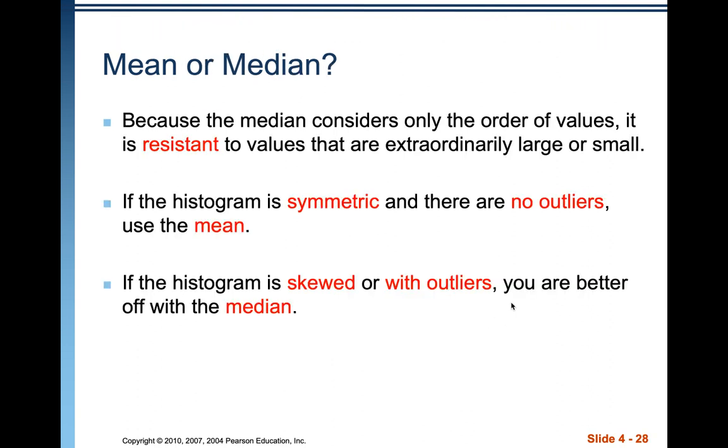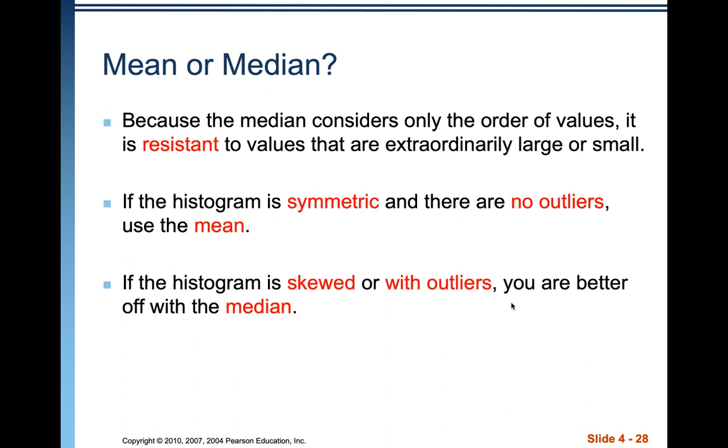For skewed data, that's a little more difficult. So why do we only use the mean whenever we have symmetric data, and then use the median in any circumstance, certainly if we have skewed data?